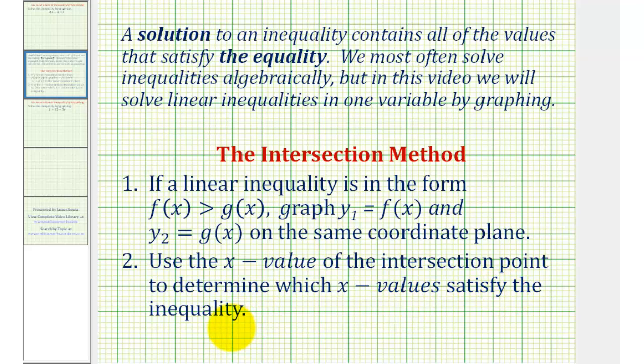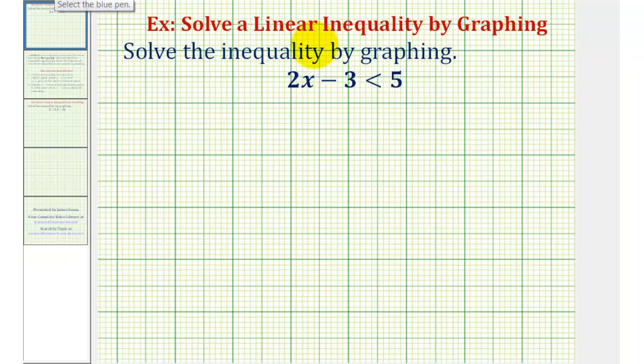So going back to our first example, we're going to let the left side be equal to y1, so y1 is equal to 2x minus 3, and y2 is equal to positive 5. We want to know when y1 is less than y2, which would be when y1 is graphically below y2. To determine these x values, we'll actually use the intersection of the two lines as reference.